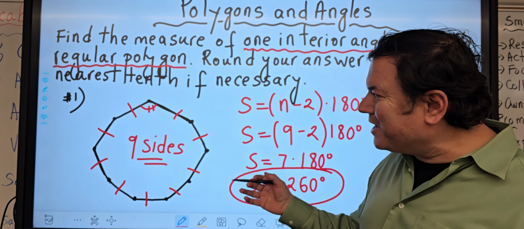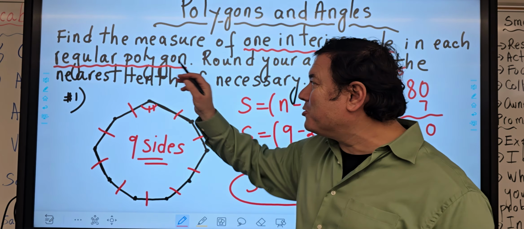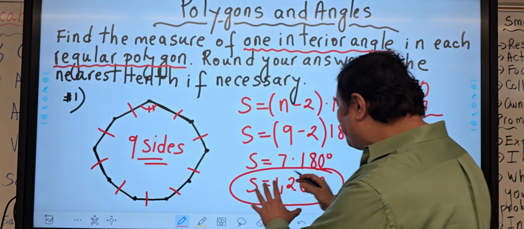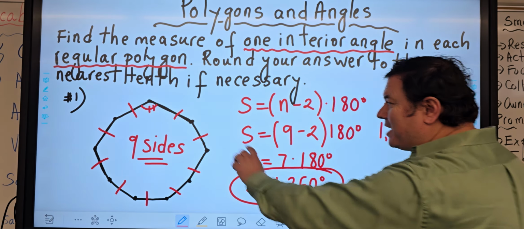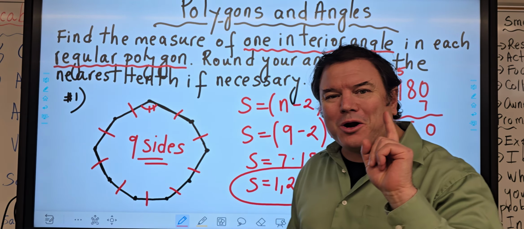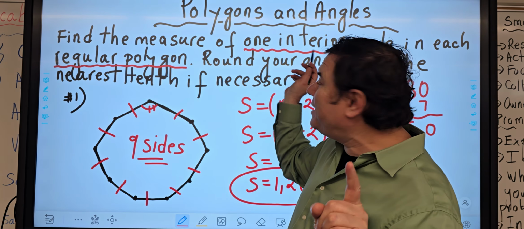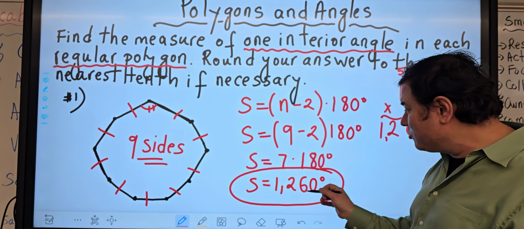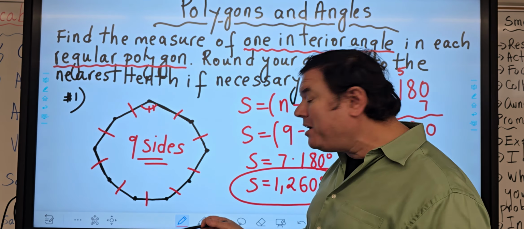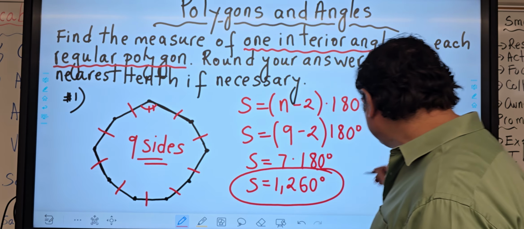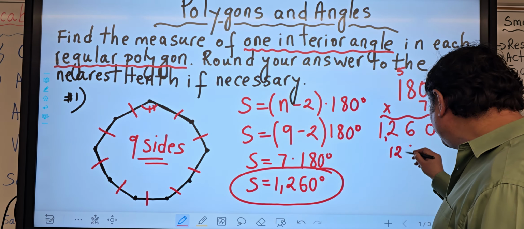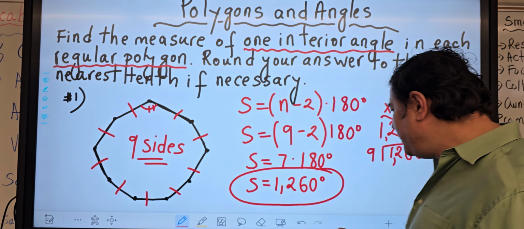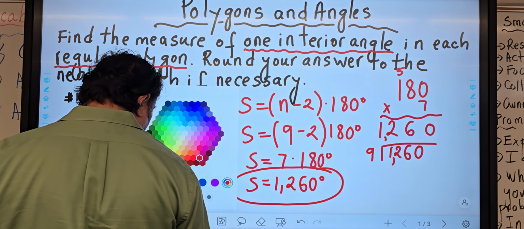Now, because all of these sides are the same, since we have 9 sides, we also have 9 angles. And those angles are the same because this polygon is a regular polygon. Because those angles are the same, we are going to simply divide 1,260 by 9 angles, because we are looking to find only one interior angle. If we add all these 9 angles together we get 1,260, but we are looking for only one. So we have to divide 1,260 by 9.